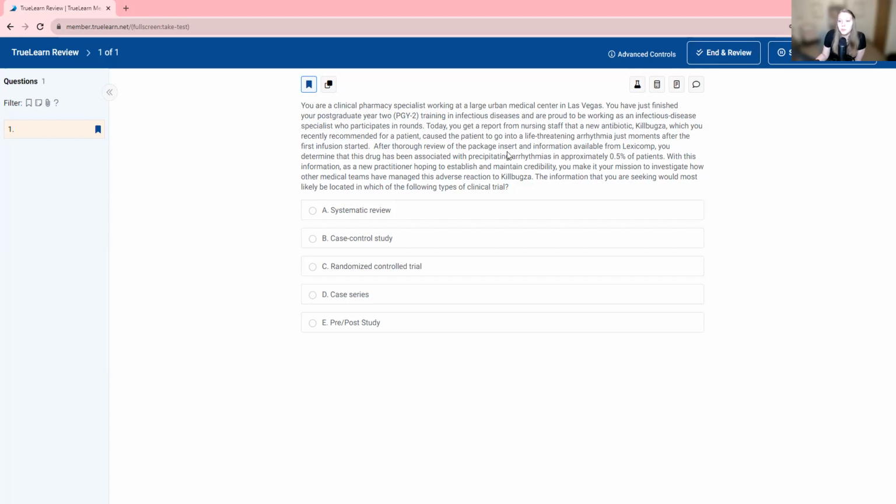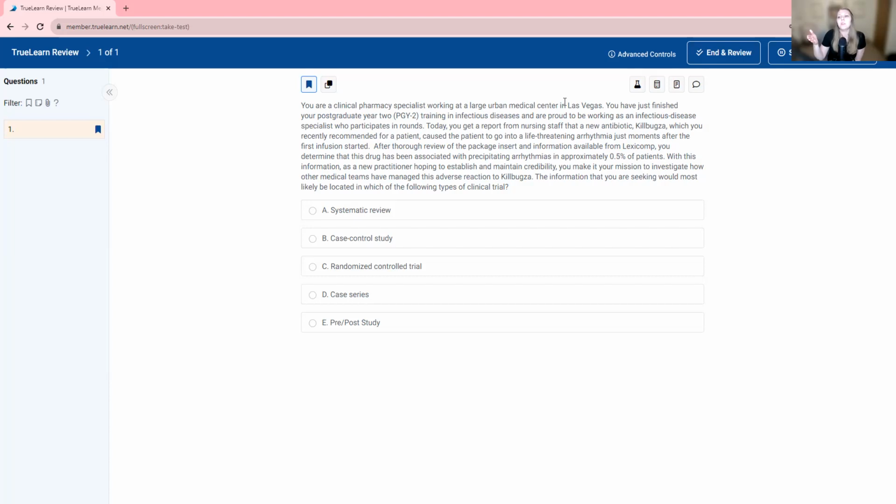After thorough review of the package and certain information available from Lexicomp, you determine that this drug has been associated with precipitating arrhythmias in approximately 0.5% of patients. With this information, as a new practitioner hoping to establish and maintain credibility, you make it your mission to investigate how other medical teams have managed this adverse reaction to Kilbugza. The information you are seeking would most likely be located in which of the following types of clinical trial.